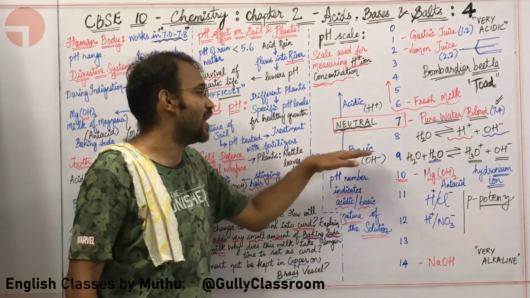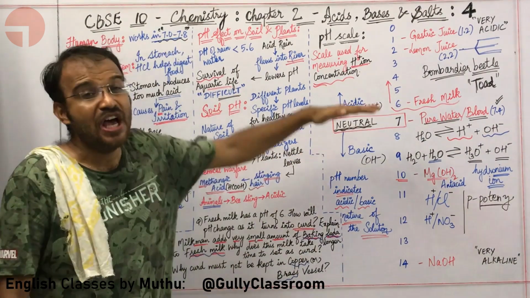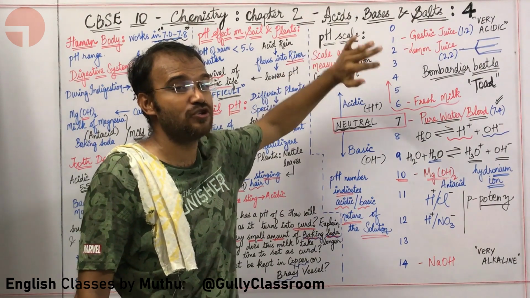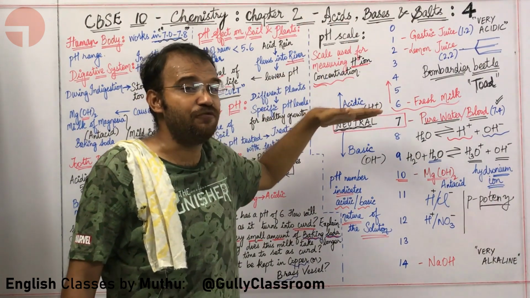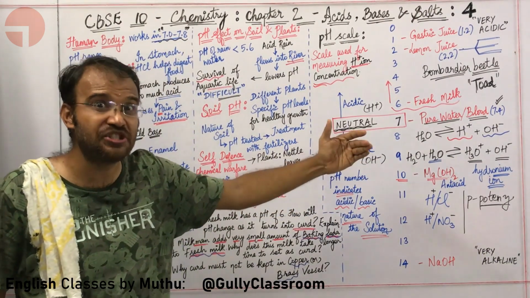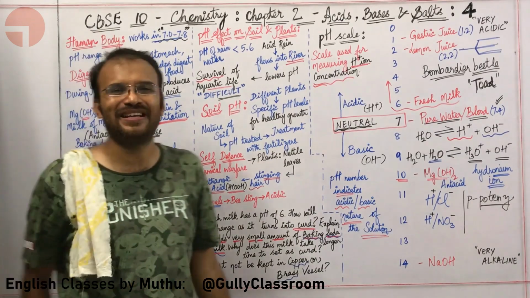In the pH scale, water is neutral, which means it contains the same number of H plus ions and OH minus ions. If the pH value is decreasing, the solution is becoming acidic in nature. If the pH value is increasing, the solution is becoming basic or alkaline in nature.